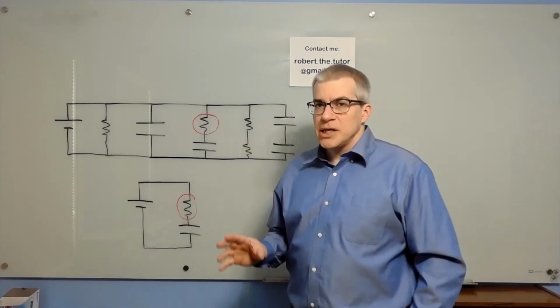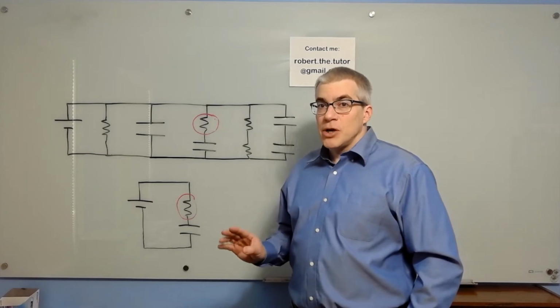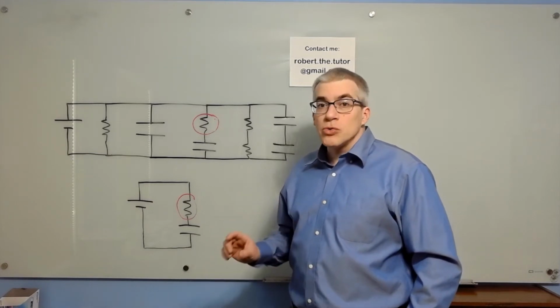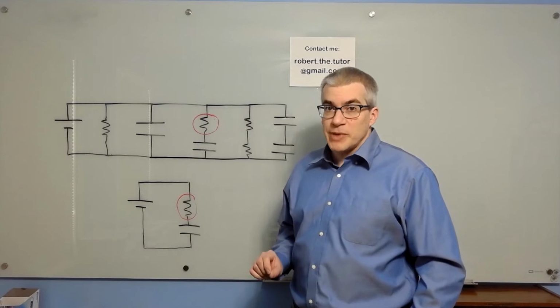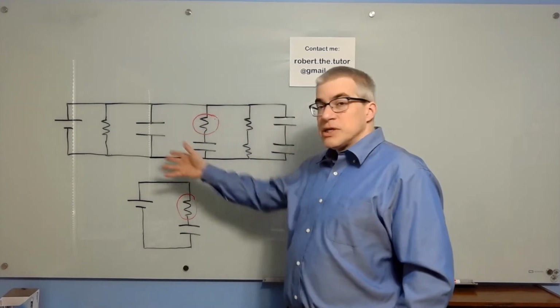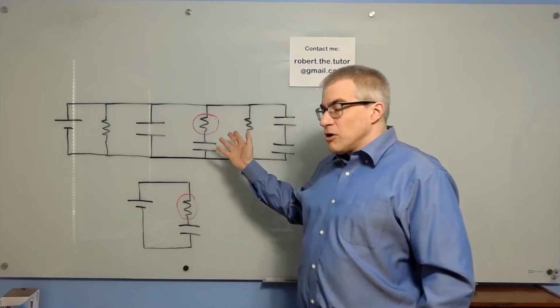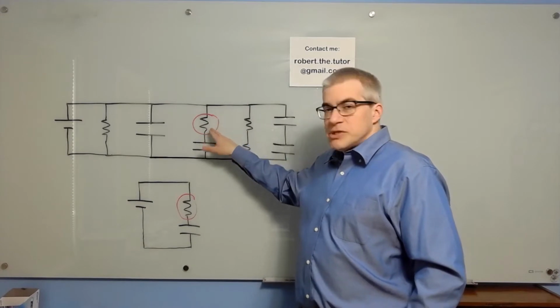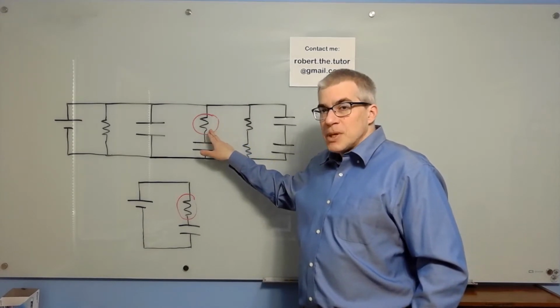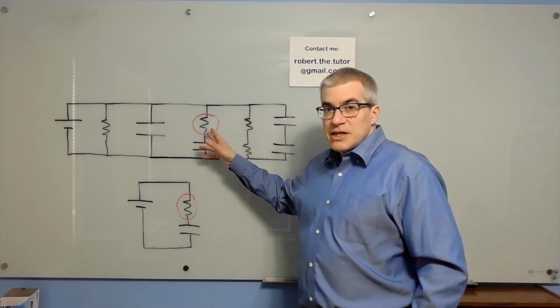Suppose you have a complicated circuit and you don't need to know everything about the circuit. You are only looking for a specific piece of information. For example, you could have a big circuit like this, and all we care about is the current running through this resistor at a particular moment in time. Is there a way we can simplify this?